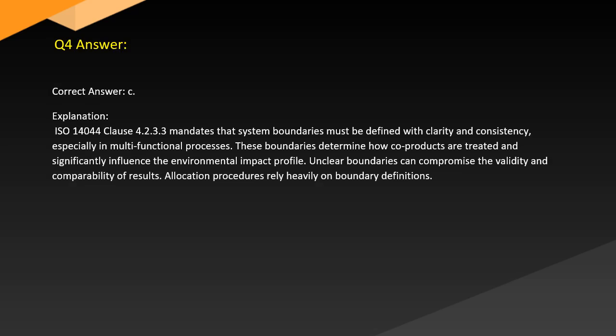Answer. Correct answer: C. Explanation. ISO 14044 Clause 4.2.3.3 mandates that system boundaries must be defined with clarity and consistency, especially in multifunctional processes. These boundaries determine how co-products are treated and significantly influence the environmental impact profile. Unclear boundaries can compromise the validity and comparability of results. Allocation procedures rely heavily on boundary definitions.